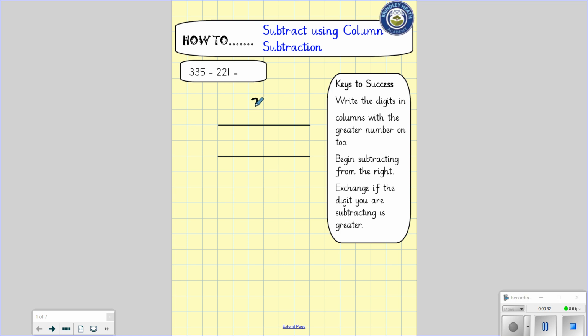So 335 is my greater number, so that goes on top, and then I'm taking away 221. So that's my calculation written in columns. So I'm going to begin subtracting from the right hand side, which is the ones column in this calculation. 5 take away 1 is 4. 3 take away 2 is 1, and 3 take away 2 is also 1. 114 is the answer to this calculation.